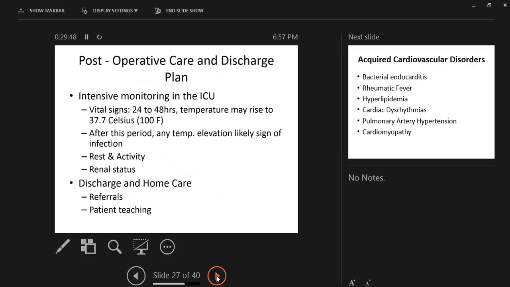Post-operative care and discharge plan. They will have intensive care monitoring in the ICU for cardiac surgery. Vital signs are going to be taken very frequently the first 24 to 48 hours. The temperature may rise up to about 100 degrees due to the inflammatory process. The doctor needs to know about this immediately if they have an elevated temp.